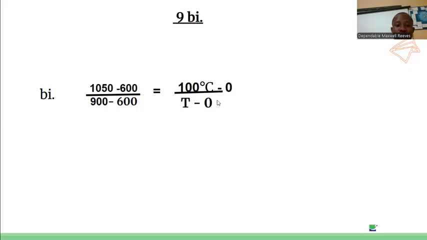Which is 0. So doing this, we have 100 times 300 divided by 450. So here, when we subtract 900 from 600, we get 300. We cross multiply to have 100 times 300. So when we subtract 1050 minus 600, we have 450.